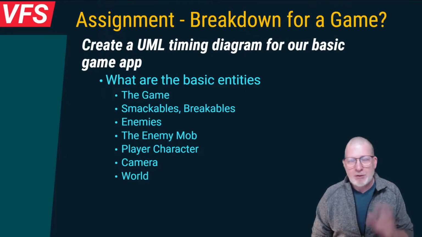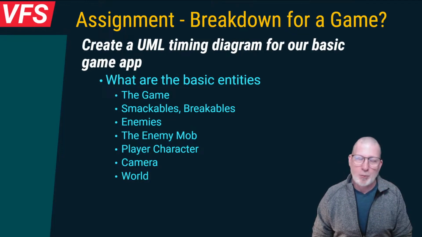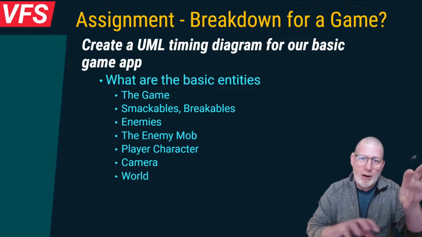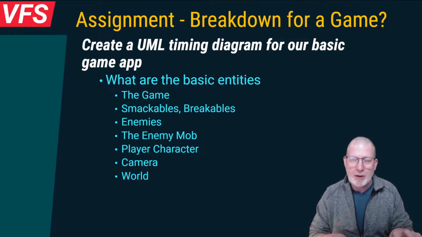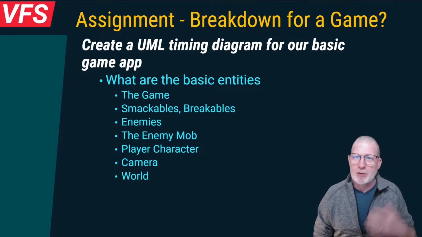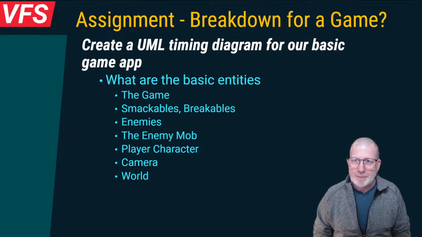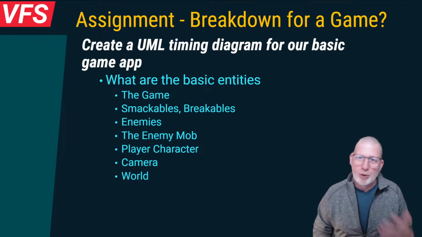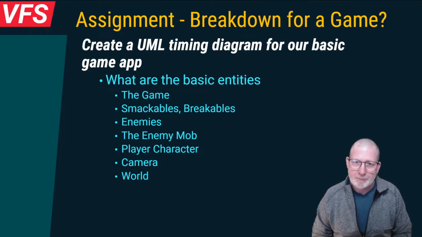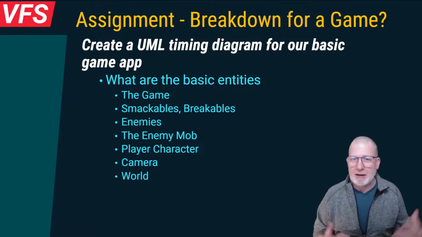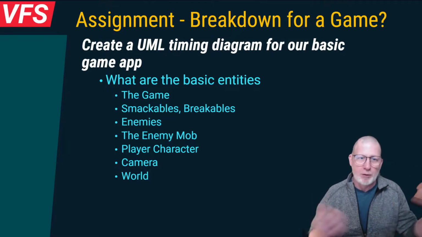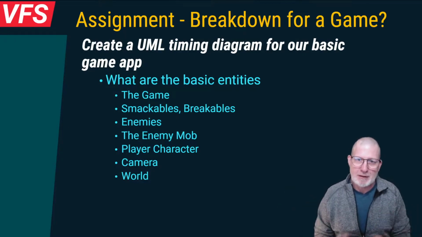What I want you to do is create a class diagram with these things. There's no guarantee that they're all related to each other. So there might be a class diagram, but with no arrows or links connecting one part to the other. Although it's pretty reasonable to assume that the game has a world and a player and enemies and a camera, and that the enemies are in an enemy mob. And the world is full of smackables and breakables. If you organize them kind of that way, all of a sudden, all of these non-related things feel like they all fit together.